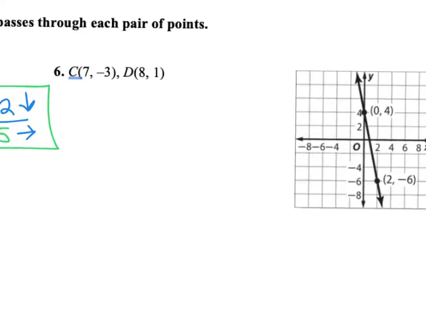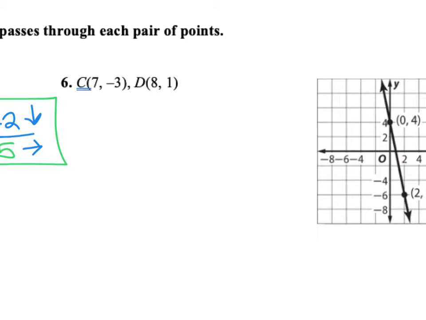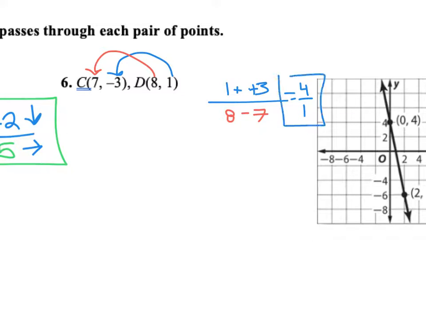Okay, let's try one more. Here I've got points 7, negative 3, and 8, 1, and I'm trying to find my slope. So again, I'm going to find my change in my y's, so 1 minus negative 3, over my change in my x, 8 minus 7. Okay, so again, I'm going to keep my 1, change minus to plus, flip the negative 3 to a positive. 1 plus 3 is 4. 8 minus 7 is 1. So my slope is 4 over 1, or 4. And that means that I go up 4, right 1, to get from one point to the next.